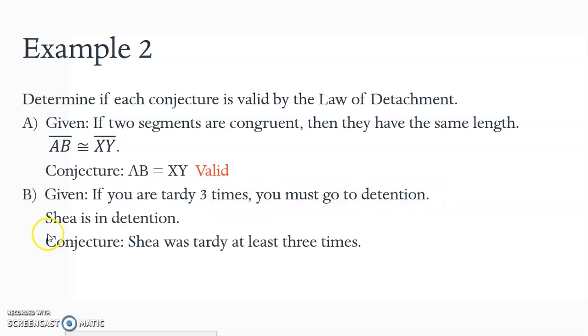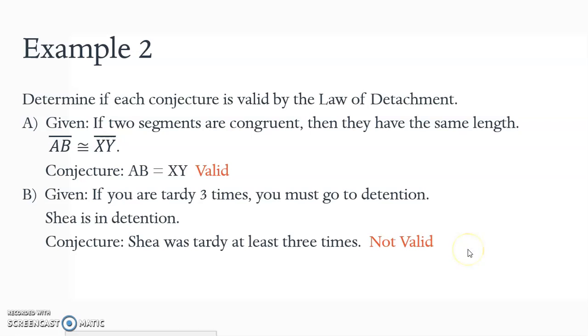In part B, it says, given if you are tardy 3 times, then you must go to detention. Shay is in detention, and the conjecture is that Shay was tardy at least 3 times. Now, this is not valid because this fact, Shay is in detention, tells us about the ending of the statement. That's not allowed, okay? They should have said Shay was tardy 3 times. Then we can say that she's in detention. We don't know why she's in detention, but it doesn't have to be that she was tardy. Maybe she got in trouble for a different reason. So they reversed this fact with their conjecture. So this is not valid.